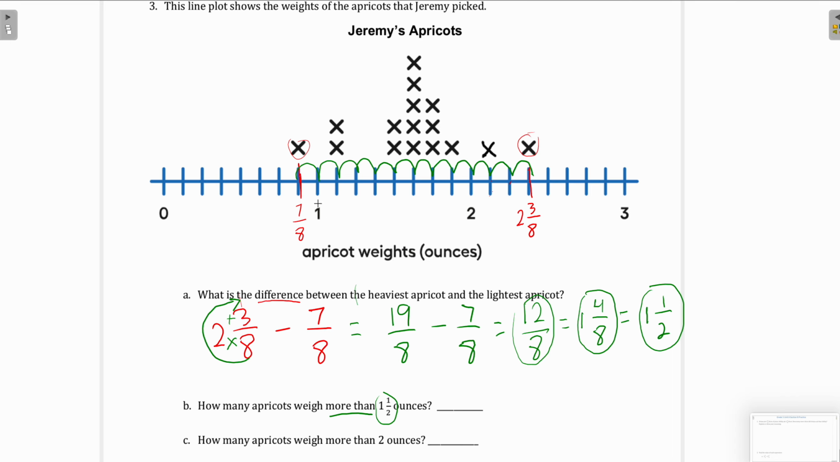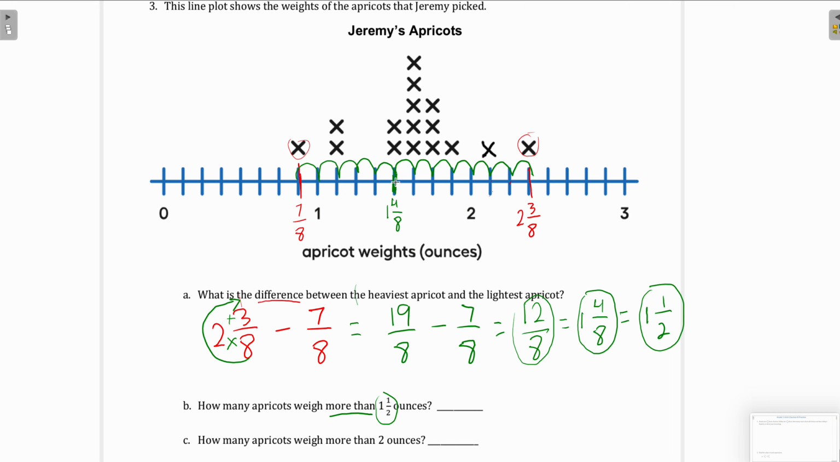So this is 1. This is 1 and 1/8, 1 and 2/8, 1 and 3/8, 1 and 4/8. So 1 and 4/8. Oh, that's a half, because 4 is half of 8. This is an equivalent fraction to 1 and 1/2. So right here is the half point. Right here.